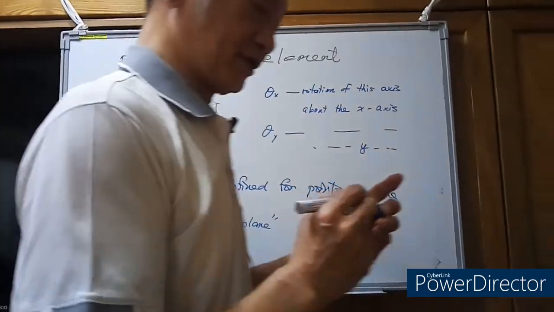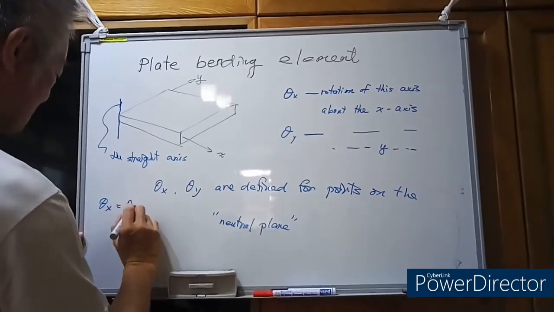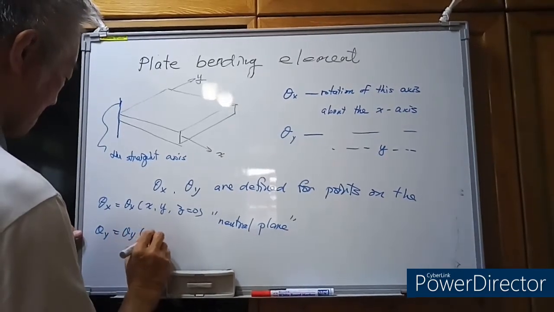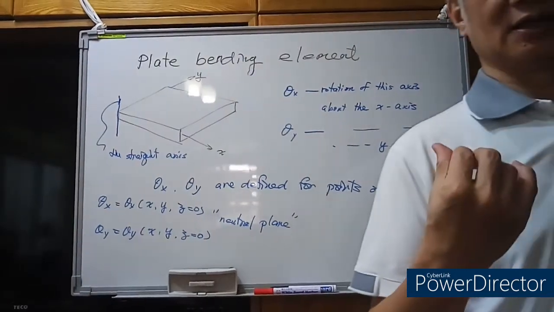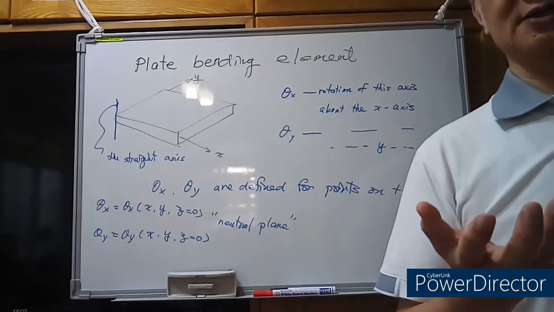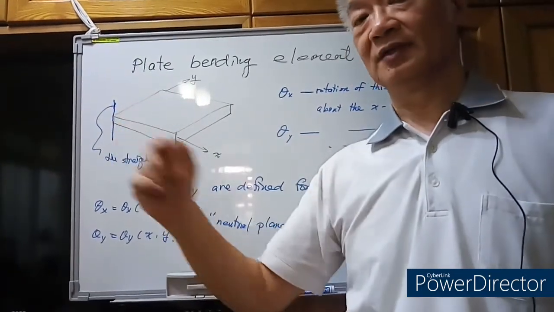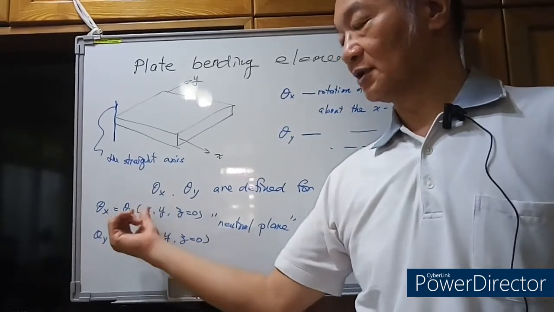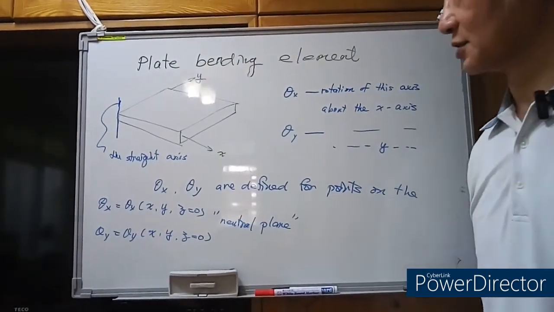Okay, usually we will assume the theta x and the theta y for all points on the neutral plane. Remember, the theta x and the theta y are defined for points on the neutral plane, so the z coordinates are always equal to 0. But for different x, y, for different points on the neutral plane, we could have different theta x and different theta y. So it means the theta x and the theta y are functions of x and y. Okay, so for different points, we could have different rotations about these two axes.